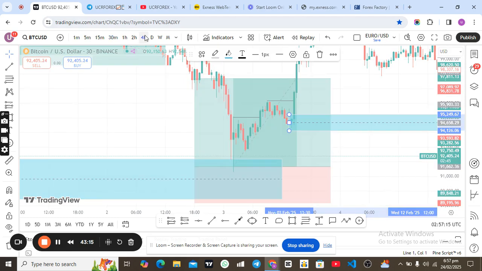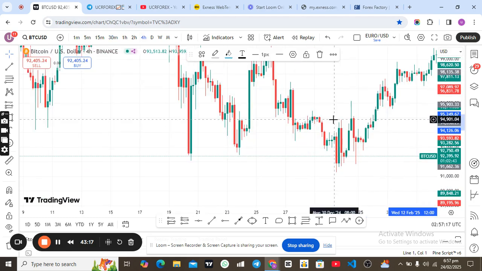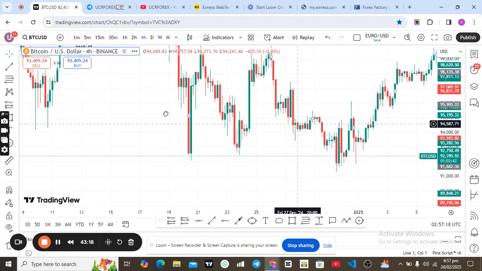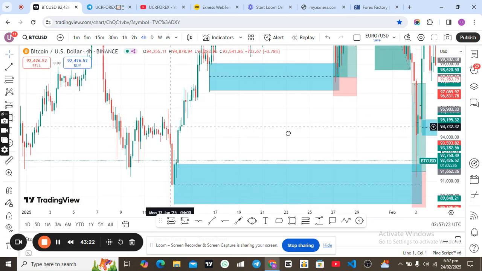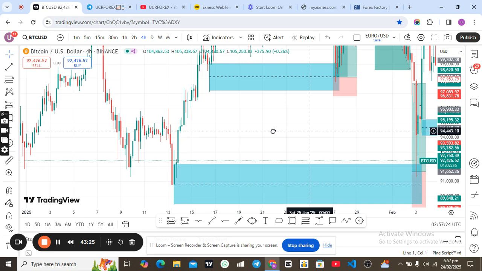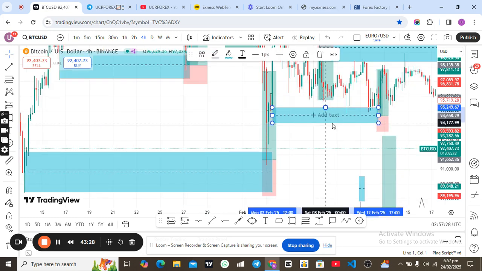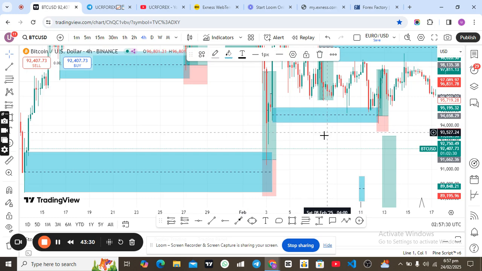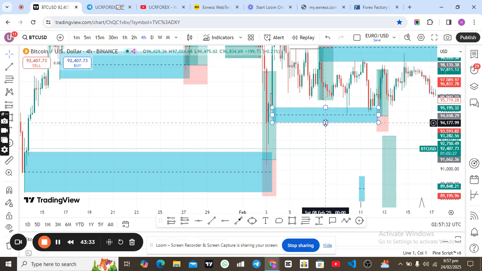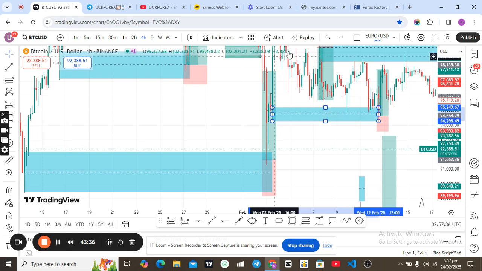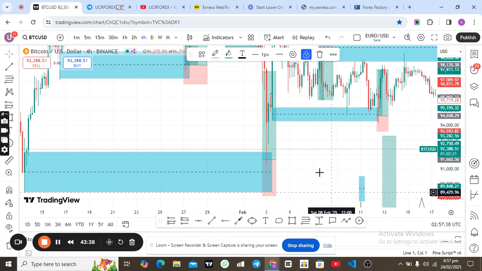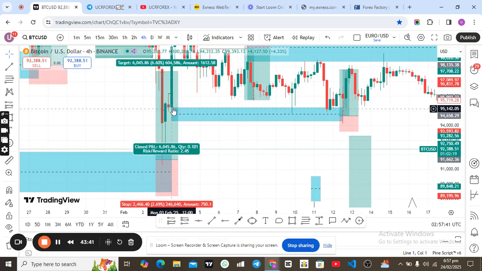When you go to the 4 hour time frame, it is a week. But when you come to the 30 minutes time frame, it is a full body candle. Now let's go back to the 4 hour time frame so you can see. On the 4 hour time frame, it is a week. On the 30 minutes time frame, it is a full body candle. Can you see that here? You can see it is a week. Look at it here. A week.